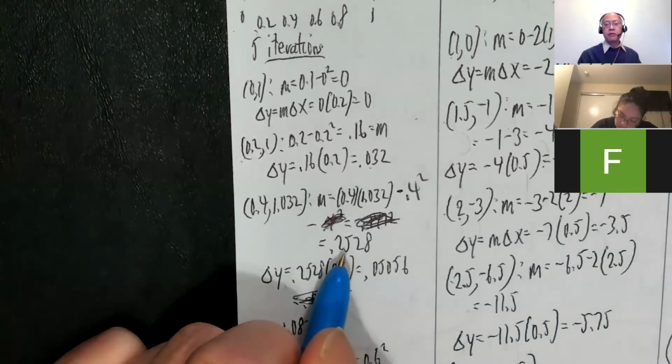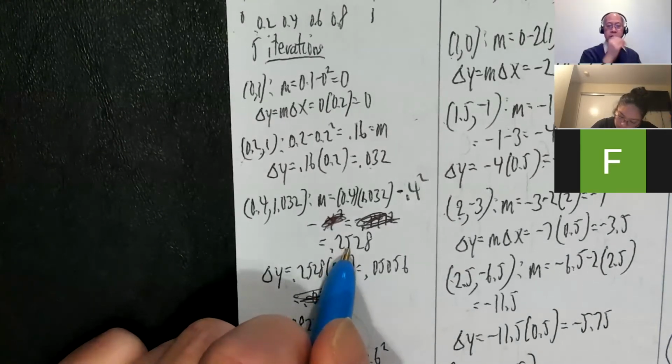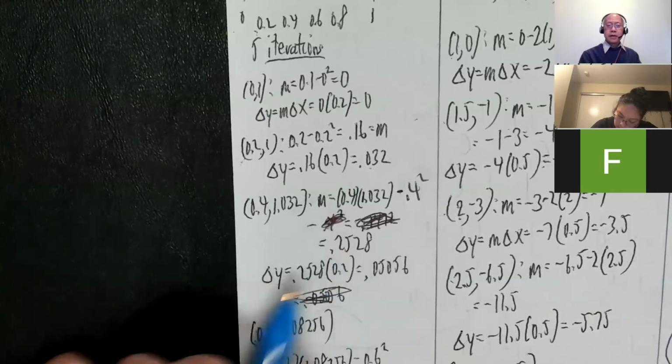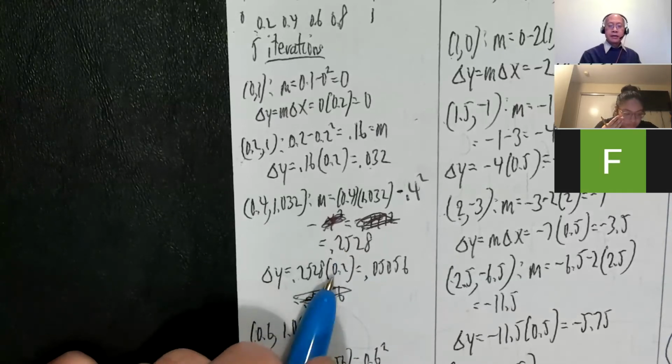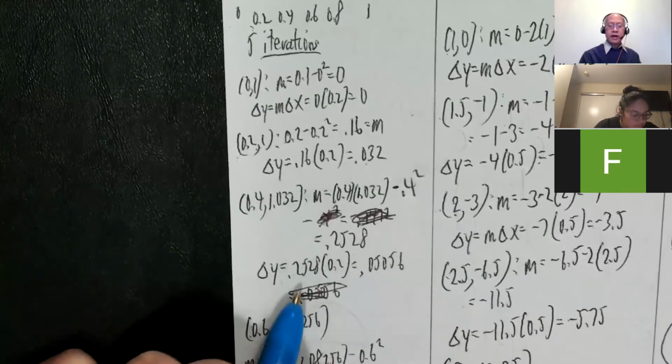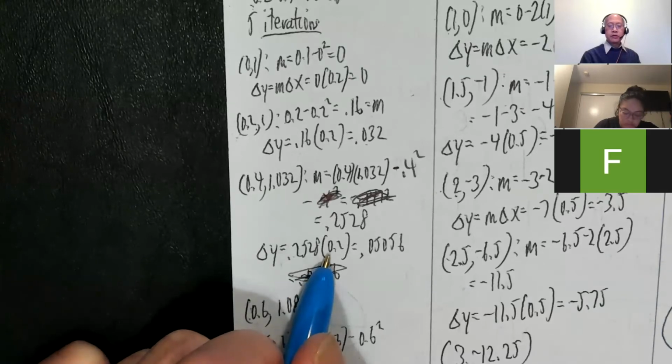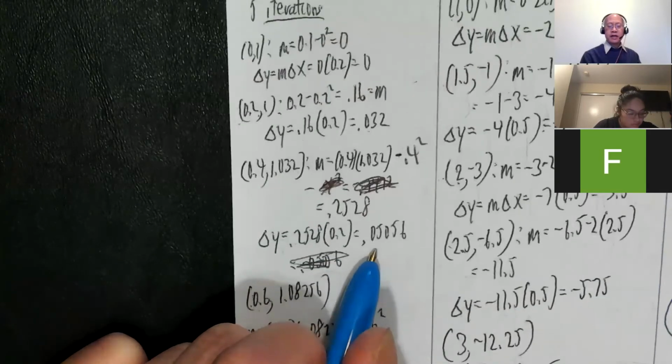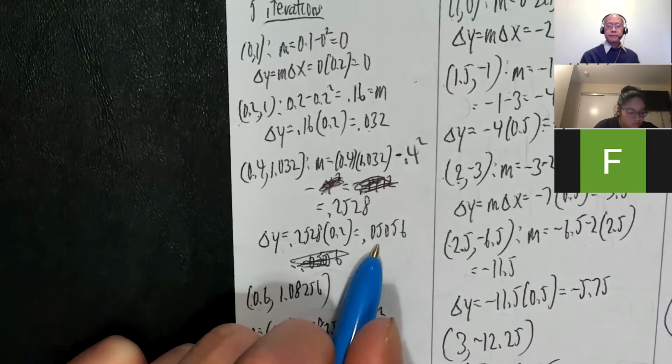Oh, I'm sorry. That's my new slope. That's nothing like I've risen. That's a new slope. Then delta y is m delta x. So 0.2528 times delta x of 0.2 is 0.05056. That's the amount that I'm rising.